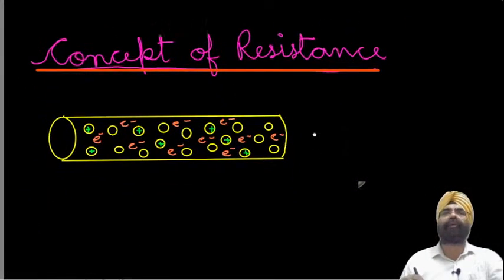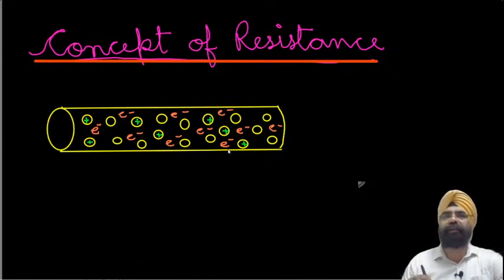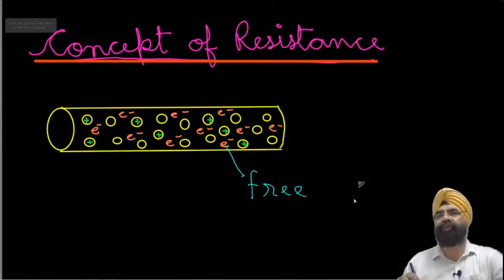Next we go to the concept of resistance. Now that we have understood potential difference, we know what is potential. Now let's understand what is resistance before we go to Ohm's law. This also we had discussed yesterday, that all conductors are made up of atoms, and we had discussed that they contain free electrons.